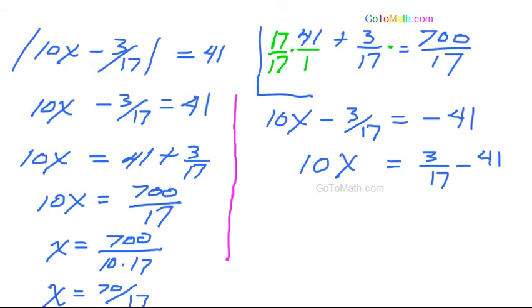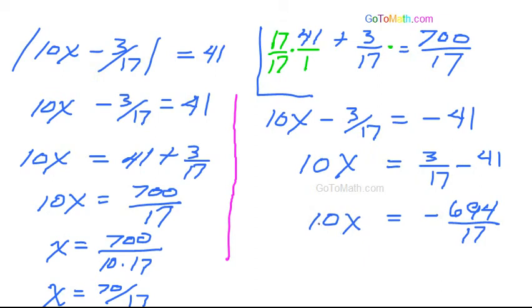We just took the 3 over 17 over to the right, and it becomes positive. So now we want to get this all into one single fraction, and so that means we're going to take the 17, multiply it by the 41, add the tops. So we have 3 minus 41 times 17. We're going to skip a few steps there, and then divide that by 17, and we get a nice lovely number: negative 694 over 17.